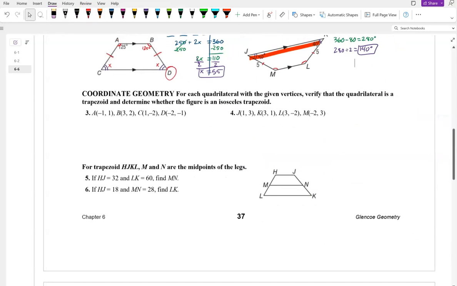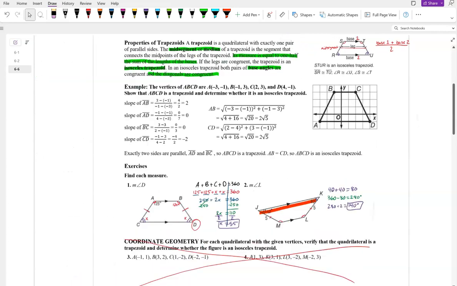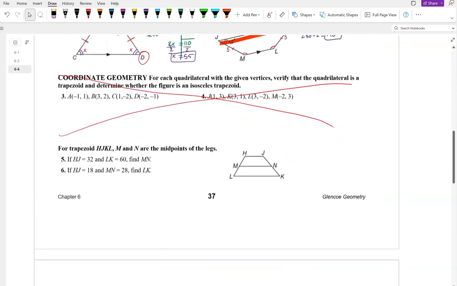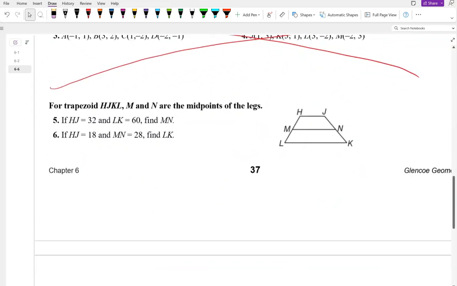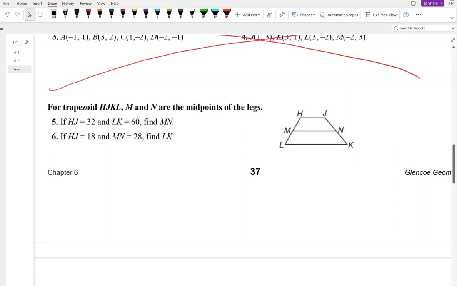This coordinate geometry part we're not doing, so you can just cross that out. That one's basically just what this example is up here, and we're not doing that. So we can skip down to this bottom part. On this bottom part, this is where we're doing the mid-segments.